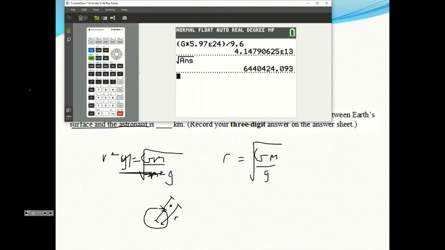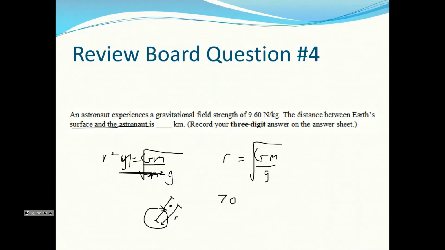So we have to take our answer and subtract our 6.37 times 10 to the 6 meters. And that's what we get as our answer. So we get 70,424 meters. It does ask for it in kilometers.